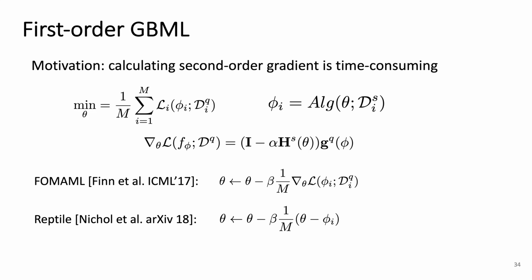Another solution is Reptile. In Reptile, they use a simple solution: they use the original theta minus the task specific phi to optimize the theta. So these are several solutions that use the first order gradient to approximate the second order derivative, thus making MAML more efficient.